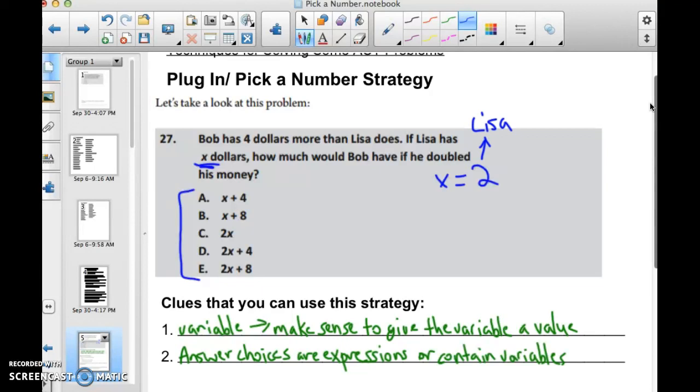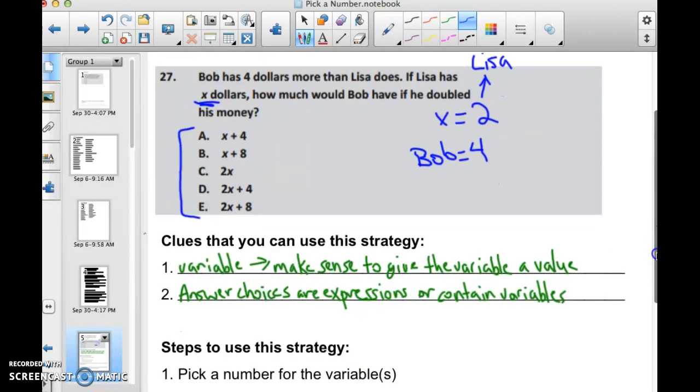So if Lisa has 2, then Bob has 4. More than means plus. 4 plus 2 equals 6. So Bob, in this case, has $6. So then the final question to this problem: how much money would Bob have if he doubled it?